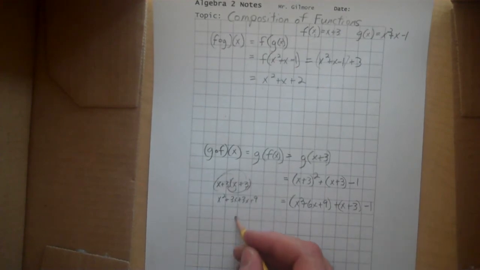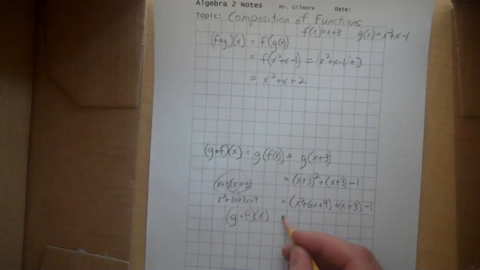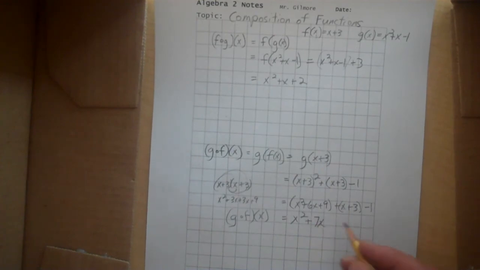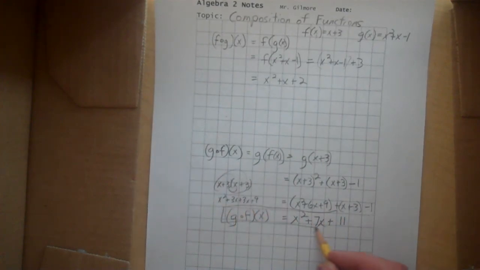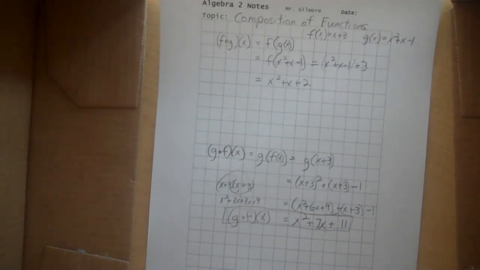Alright, so my final answer, when I circle g of f of x, x squared, 6x plus 1x is 7x. Because those are like terms. 9 plus 3 is 12. 12 minus 1 is 11. Okay, and that's the composite function going the other way. We're going to get plenty of time to practice this today.